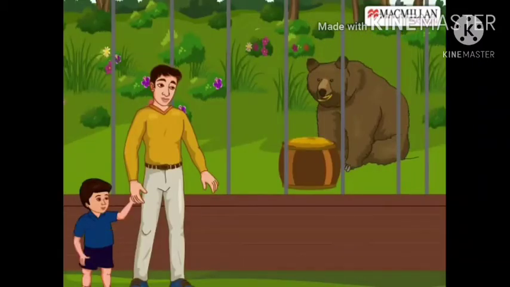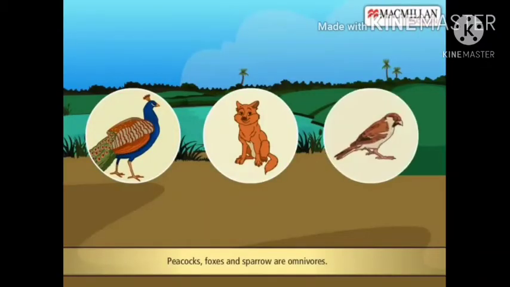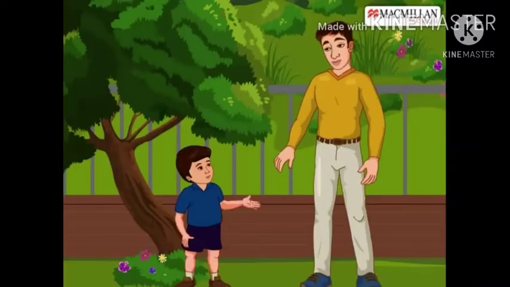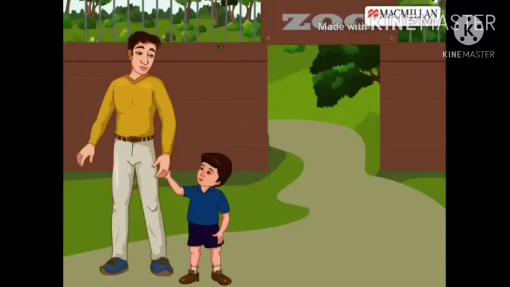Look, Dad! A bear! And he is eating honey. Yes, Rohan. He is an omnivore and he also eats fishes. Peacocks, foxes and sparrows are also omnivores and they eat a variety of foods such as seeds, tender leaves and insects. Dad, this means humans are also omnivores. Yes, Rohan. Do you know, like us, animals also drink water. They drink water from ponds, puddles, rivers and lakes. Dad, I really enjoyed visiting a zoo and I also learned about feeding habits of animals.